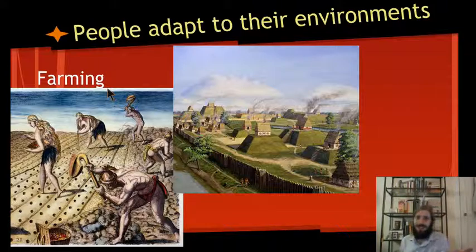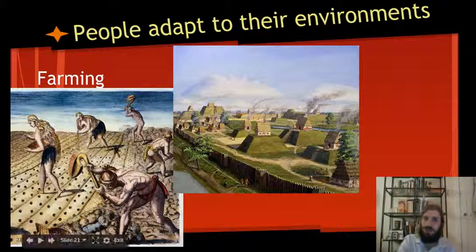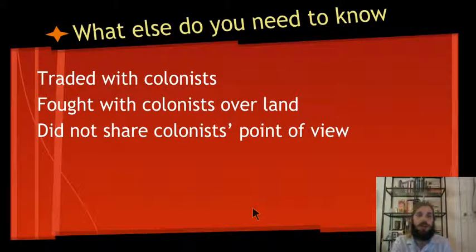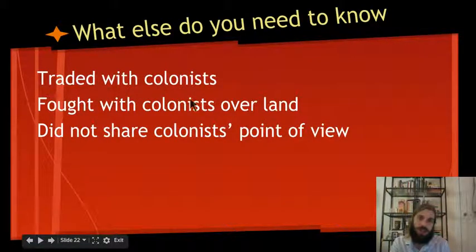I don't really even get to teach it. On tests, it says the Native Americans were hunters and gatherers. But just so you know, they actually farmed. They farmed squash, corn, and beans. And actually, those three work together to keep the soil nutritious. They also created some big cities. This is the Mississippian culture on the Mississippi River. Right. Things you need to know. They traded with colonists, British, French, fought with colonists over land, and did not share colonists' point of view. We already talked about that.